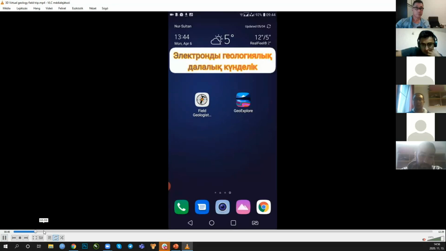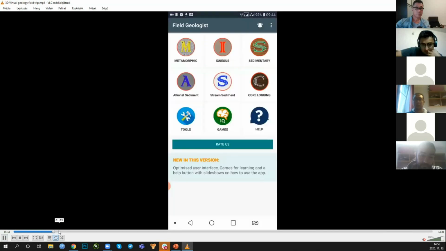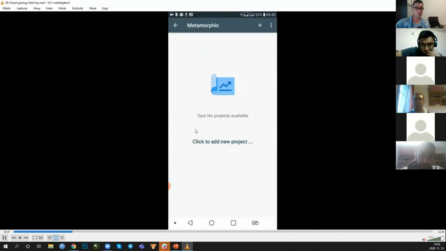These two mobile app programs can be used in the field, like a notebook, for example, during a geological field trip, to write notes about the rock. The geological descriptions for the rocks, for example, metamorphic, igneous, and sedimentary, and any types of sedimentary facies. And if you have stream sediments, we can also indicate that information in this mobile app.